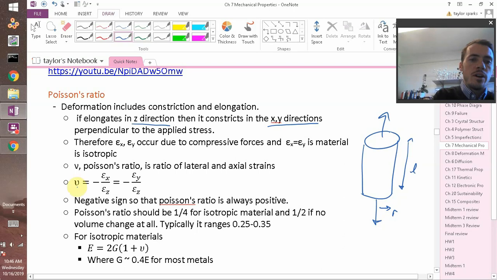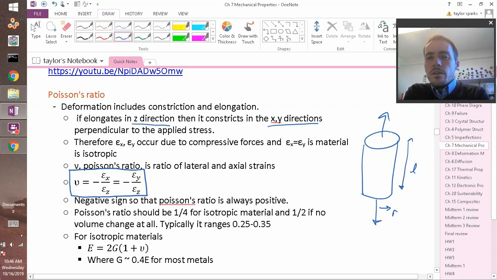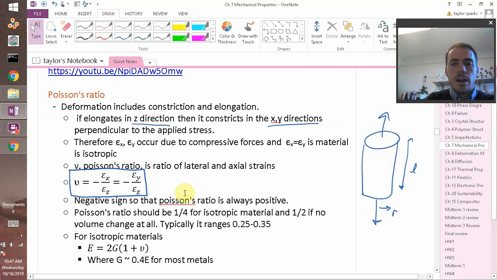So what we define here is V. V is our Poisson's ratio. It's the ratio of lateral to axial strains, right? We always put the negative sign in there so that it's a positive number. Negative strain in the x direction divided by the strain in the z direction, or negative strain in the y direction divided by the z direction, okay? And what can this value be? Well, for most materials, it lies between a quarter if it's an isotropic material, up to 1/2 if there's no volume change at all, okay?